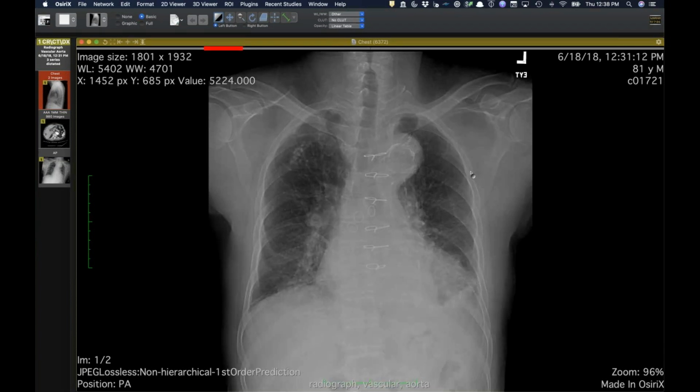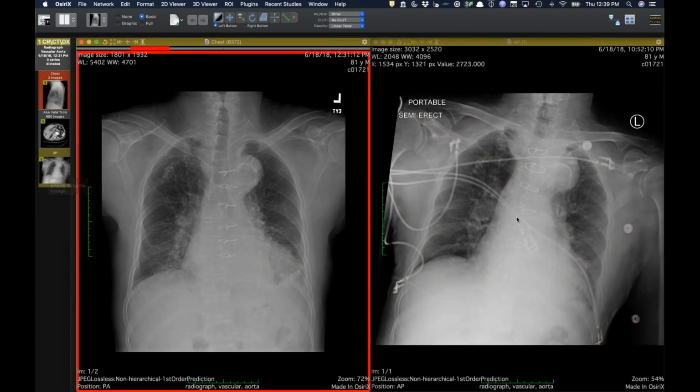So this, unfortunately, I don't have anything prior to this, but this was at noon, and she came in with worsening back pain and uncontrolled hypertensive crisis.